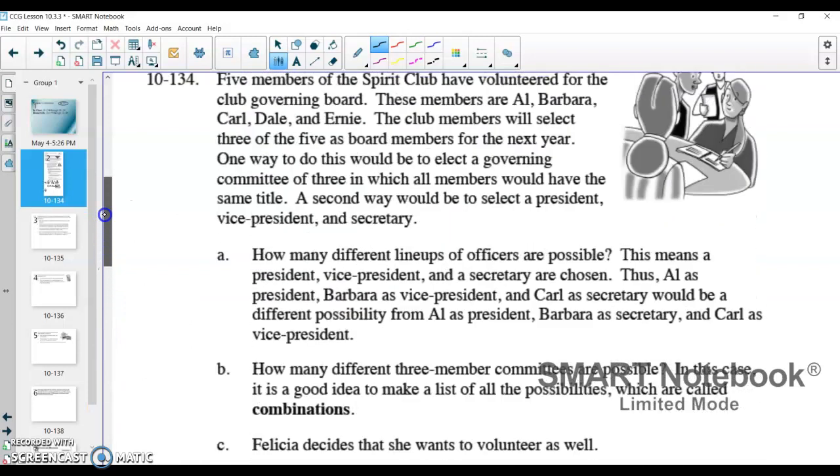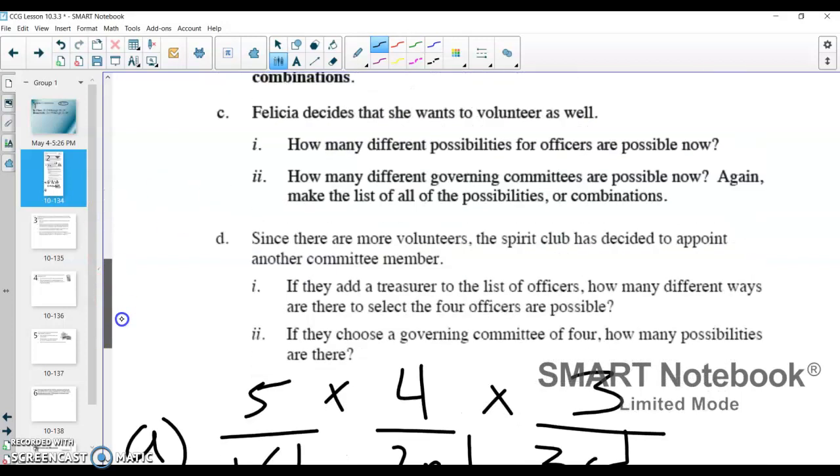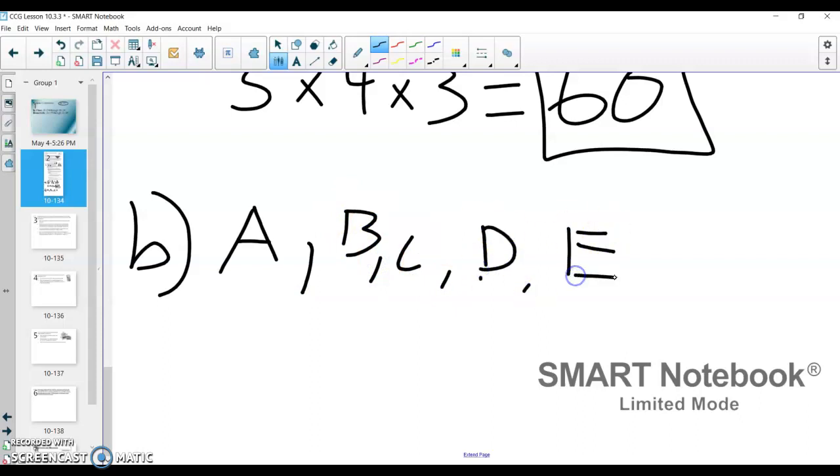Really what I'm going to do here is call Al A, Barbara is B, Carl is C, Dale is D, Ernie is E. Okay, and I'm going to see all the different ways I can arrange those. So I'm going to arrange A, B, C, D, and E into groups of 3, and I have to try to get all of them here.